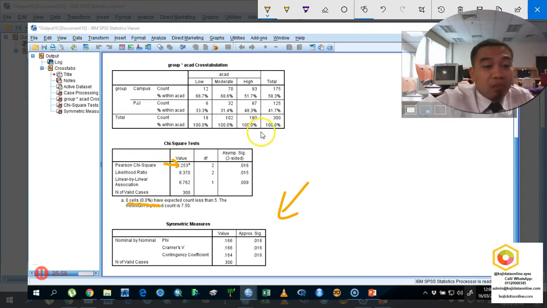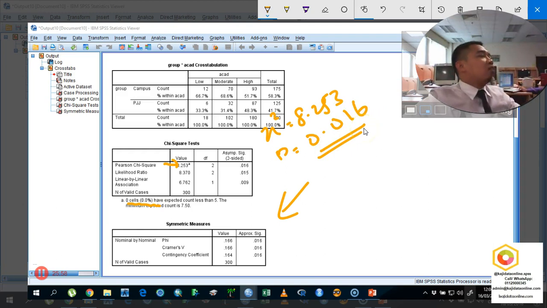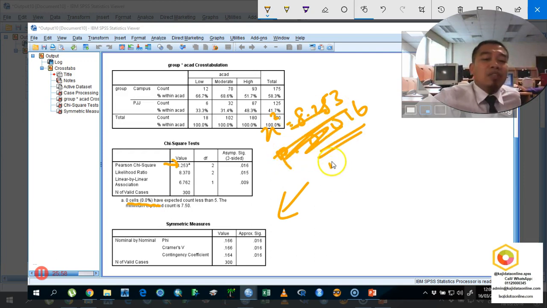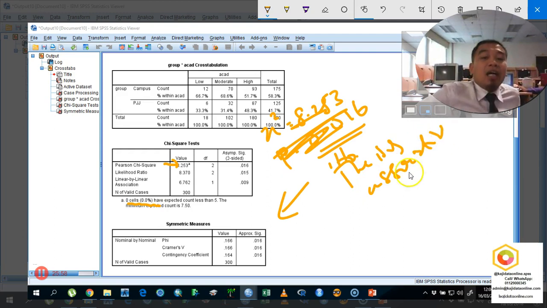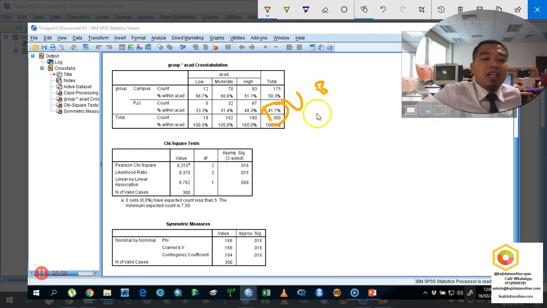Then we see the value of the chi-square is equal to 8.253, and our p-value is 0.016. Is this less than or more than alpha? Less than alpha, so do we reject or fail to reject the null hypothesis? Reject. After you reject your null, you will say that there is a significant association between the DV and IV. Or, to put it simply, the DV is dependent on the IV.